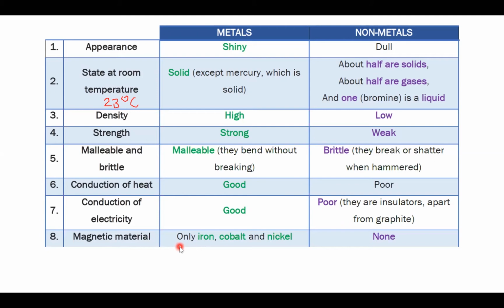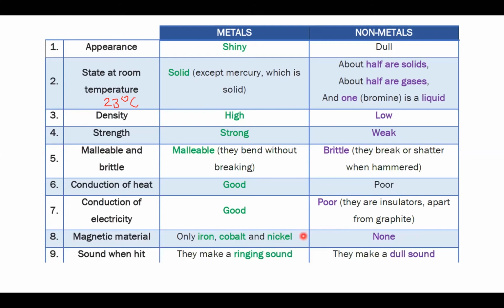Metals are magnetic materials, so that means they are attracted to magnets and can be turned into magnets, while non-metals are not magnetic materials. So if you put a magnet close to a non-metal, the non-metal will not be attracted to the magnet. For example, if you bring a magnet to wood, which is a non-metal, the wood will not be attracted to the magnet. But if you bring iron to the magnet, the iron will be attracted to the magnet.